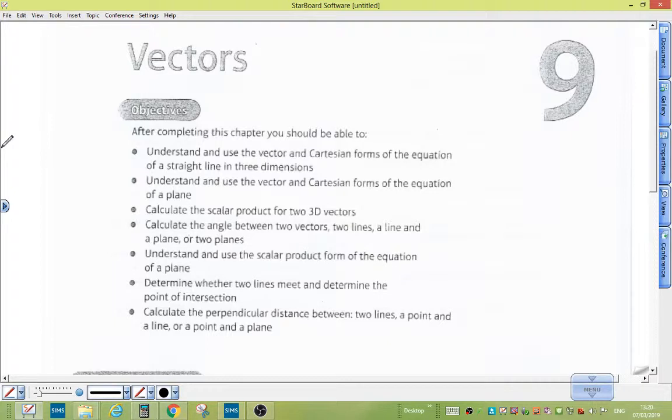It says calculate a scalar product between two 3D vectors. Calculate the angle between two vectors, two lines, a line and a plane, and two planes. Again, that's going to be using quite complicated stuff. Right, understand the use of the scalar product form of the equation of a plane. That's easy. Determine whether two lines meet and determine the point of intersection. Again, easy. Calculate the perpendicular distance between two lines, a point and a line, or a point and a plane. Now that's slightly harder. That's about as hard as it gets.